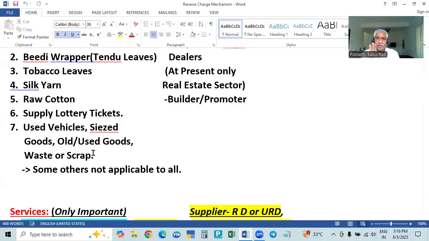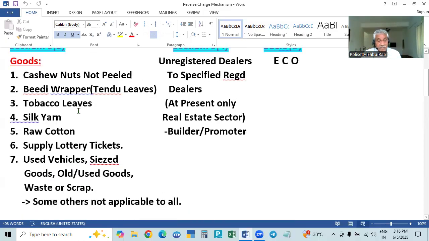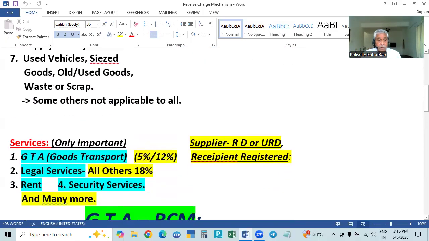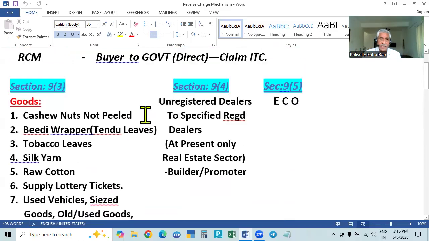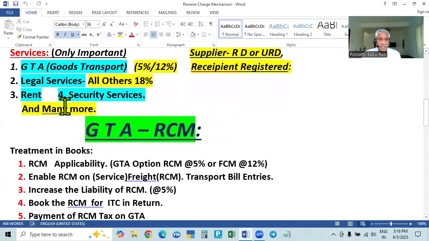So they'll give the bill only for the taxable value, and the tax will be paid by the scrap dealers or waste dealers under the reverse charge mechanism. And there are also many other goods. All the goods are not necessary now. It's only just to learn that. But the accounting will be the same for goods or services, in the same way that I will tell you later. And then these are the goods, and some services are given.